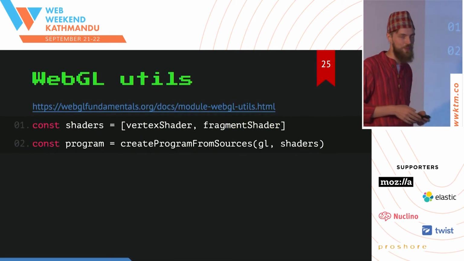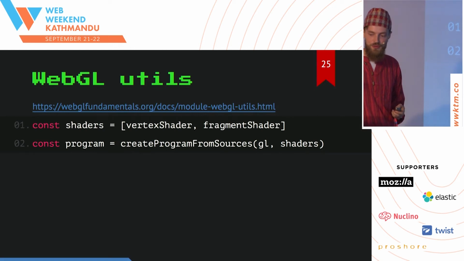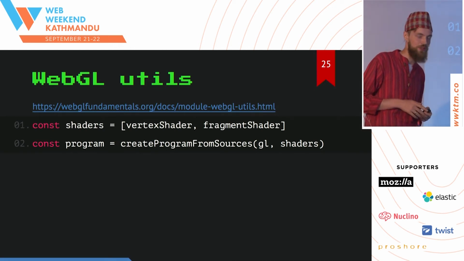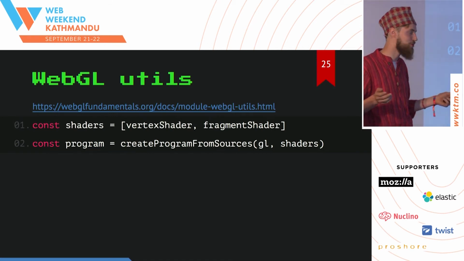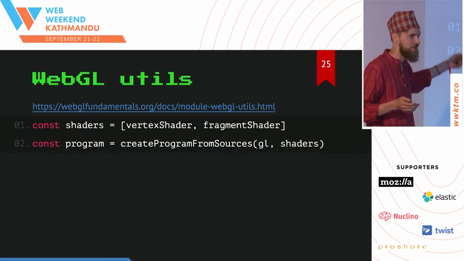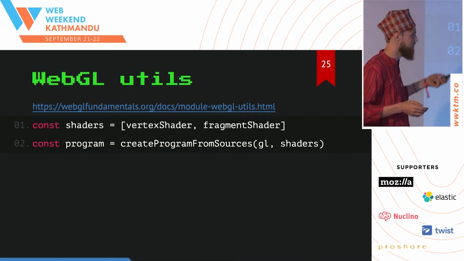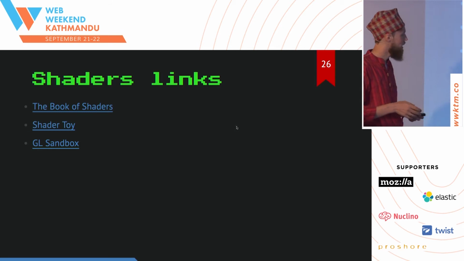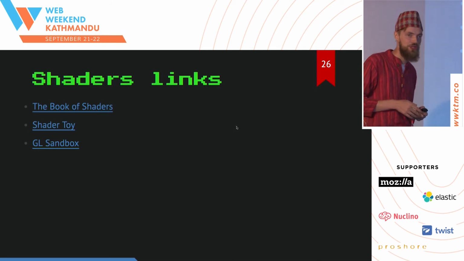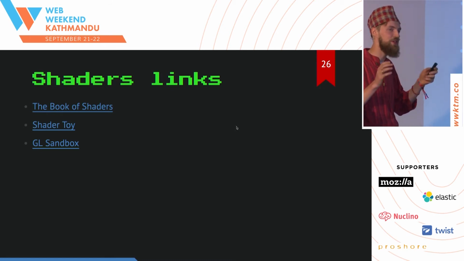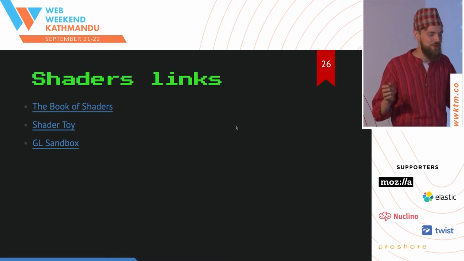And to compile shaders, feel free to go to WebGL-fundamentals.org and use the WebGL utils library. Everybody in WebGL uses WebGL utils to do some common, usual stuff. And these are the links where you can find shaders. This is The Book of Shaders and Shadertoy. These are big galleries of shader examples.